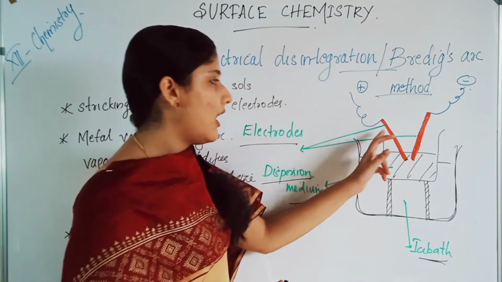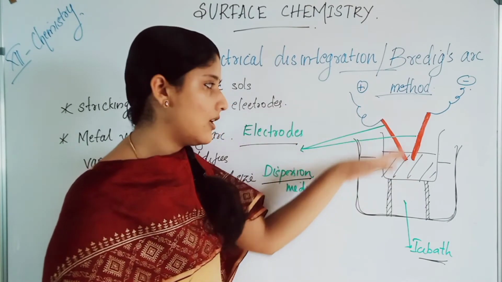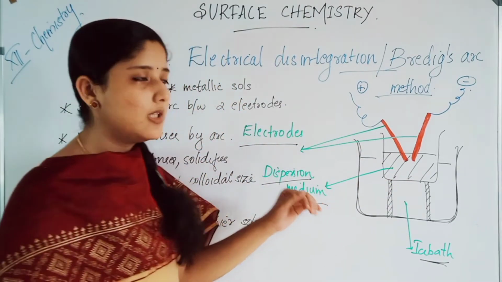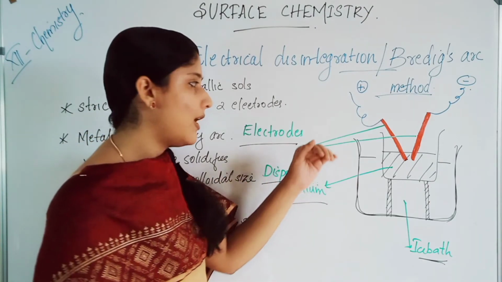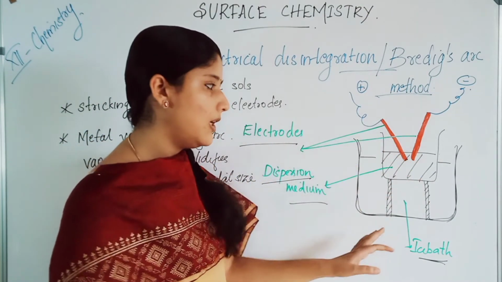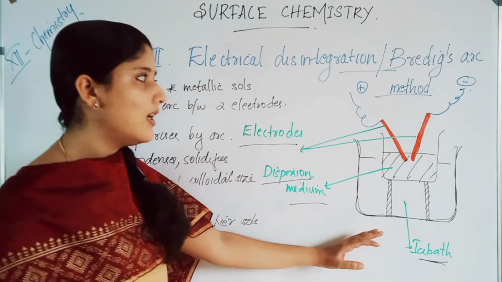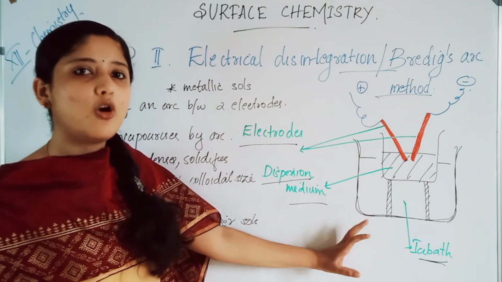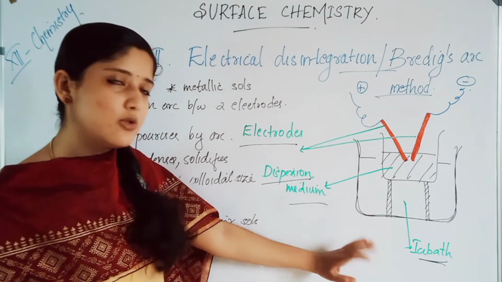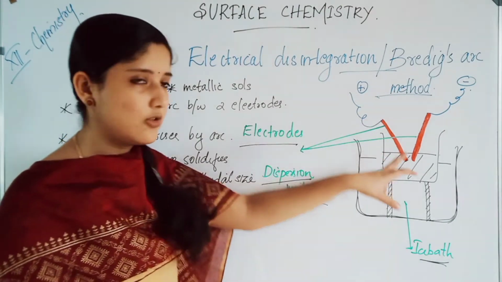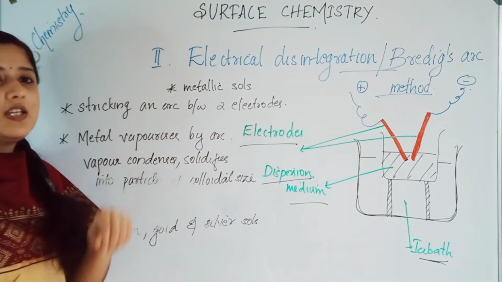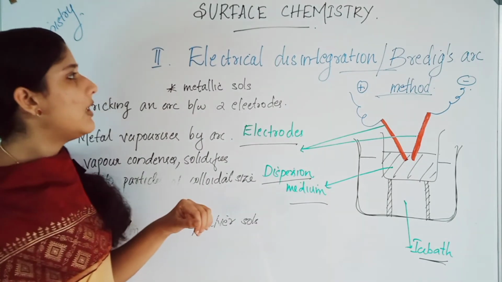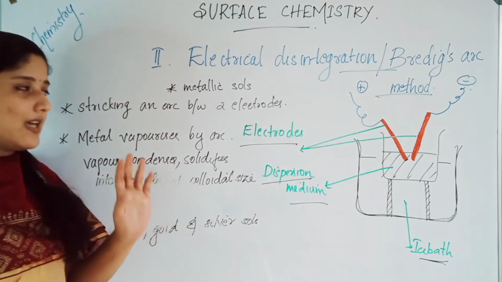After some time, the metal starts to vaporize, and this metal solidifies into the dispersion medium. This is how we can prepare a metal colloidal solution from these metal electrodes. We can prepare metallic colloids by this method of electrical disintegration, or Bredig's arc method.